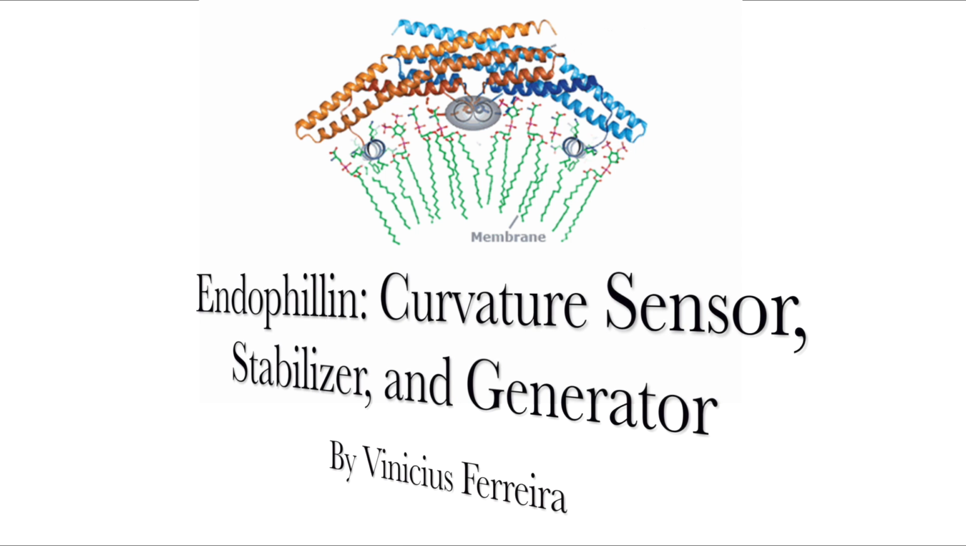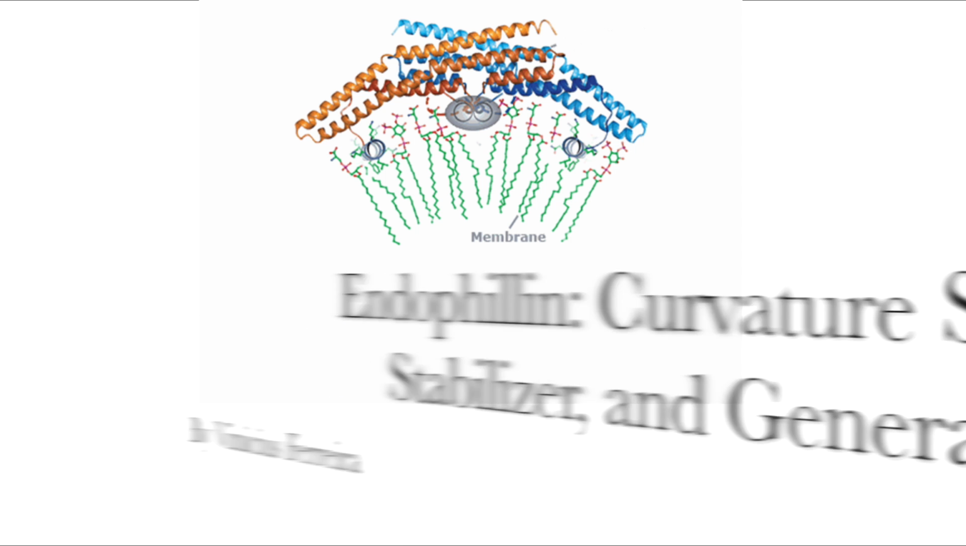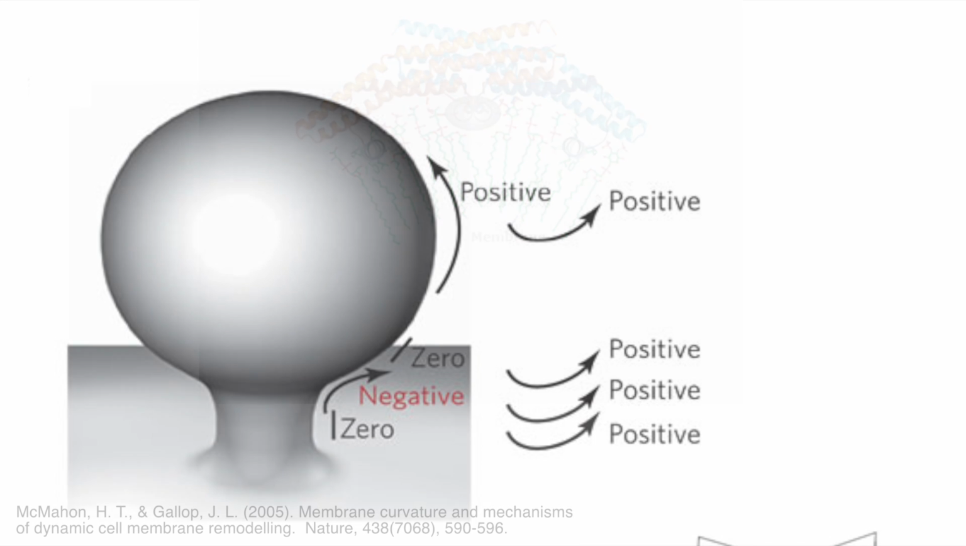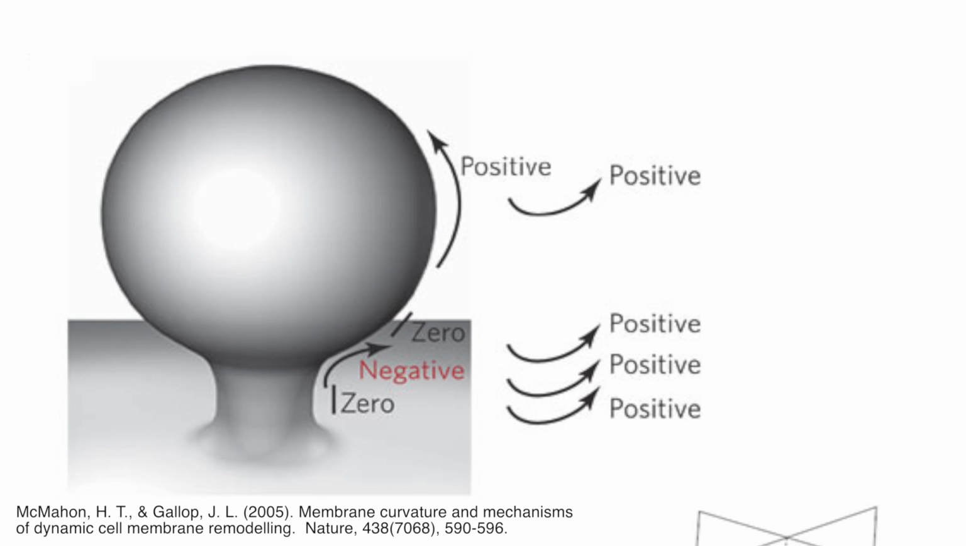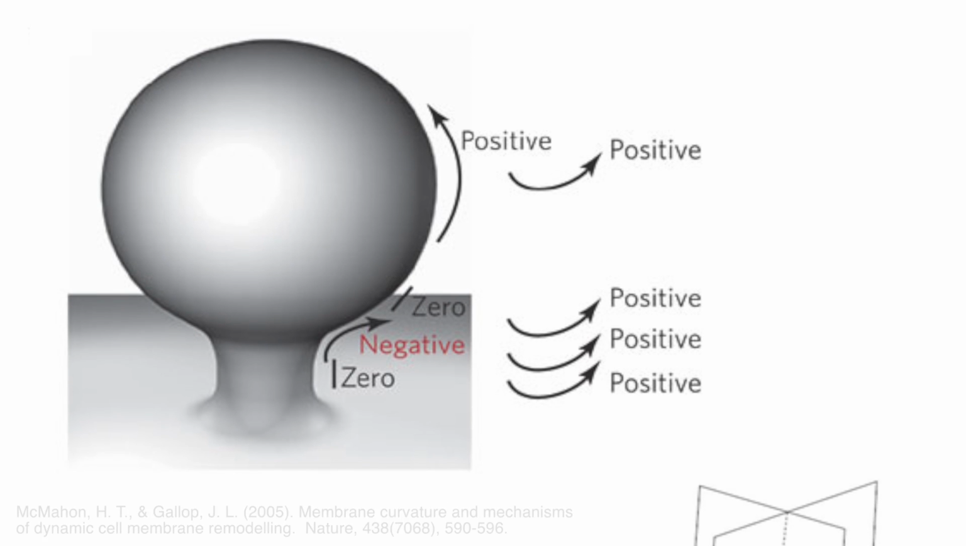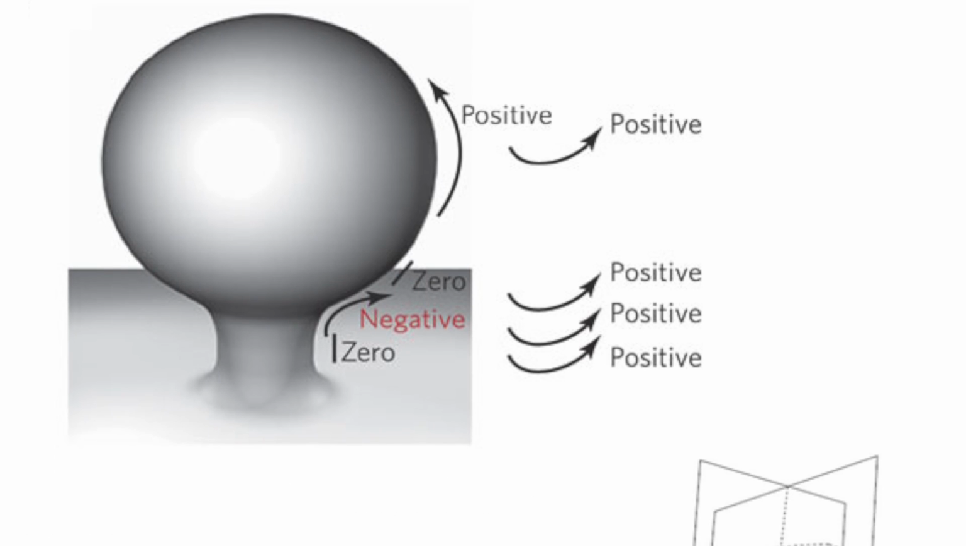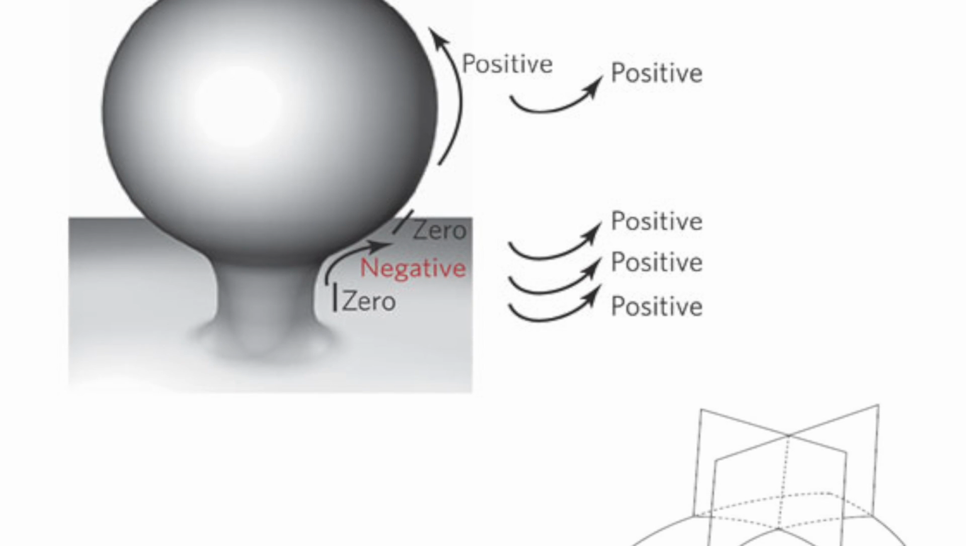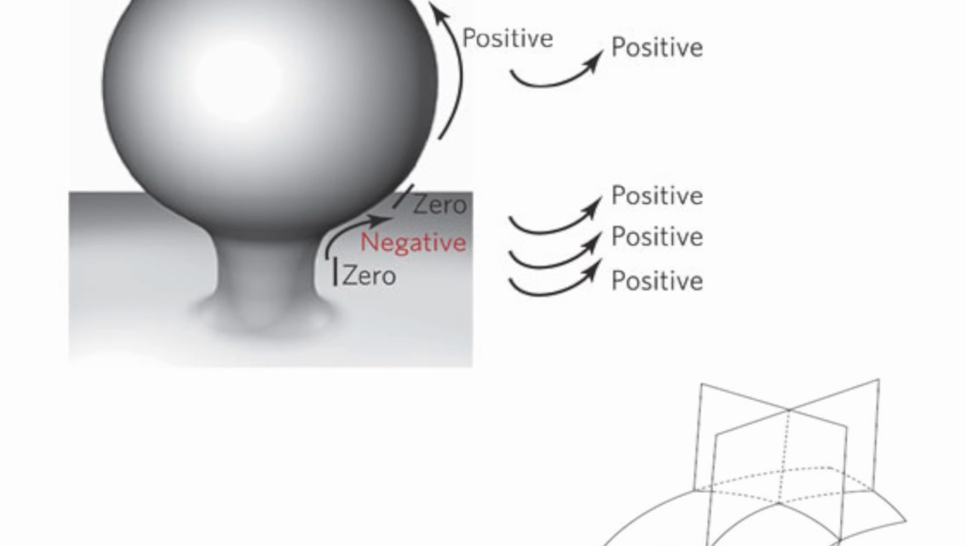Hello. Today I will be talking about the endophillin protein family, a family of membrane curvature sensors and generators. As a starting point for this video, I would like to begin by showing a picture of a budding vesicle in endocytosis. The figure shows the cytosolic side of the membrane. As can be seen, a budding vesicle shows various regions of different curvatures, including positive and negative curvature.